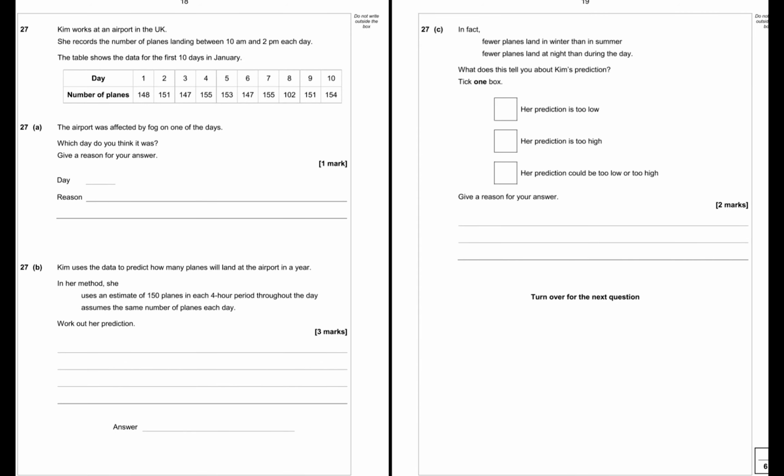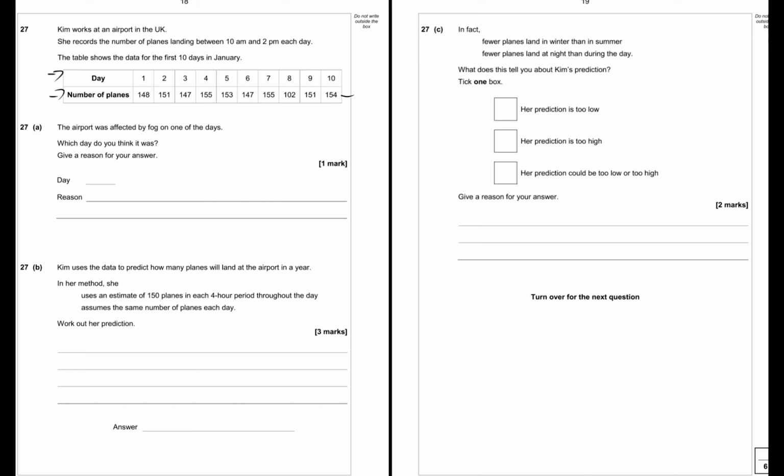Okay, question 27. Kim works at an airport in the UK. She records the number of planes landing between 10 AM and 2 PM every day, and the table shows the data. So we've got the days here, number of planes here. The airport was affected by fog on one of the days. Which day do you think it was? Give a reason for your answer.